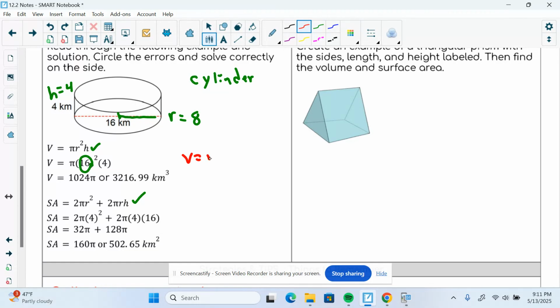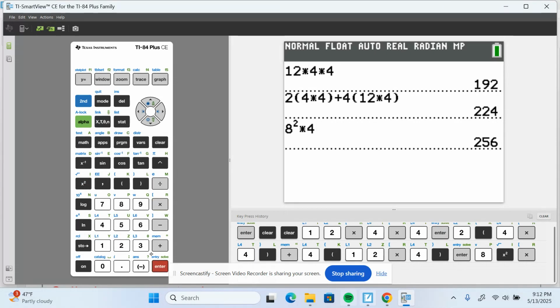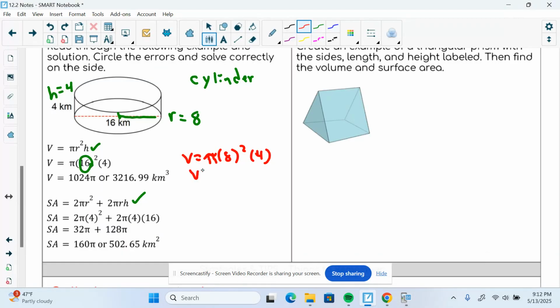So volume equals pi times 8 squared times 4. Now, I'm going to grab my calculator, and I'm going to do 8 squared times 4. That is 256. So the volume is 256 times pi. And that will be kilometers cubed. Now, if you have a problem that asks you to find the volume in terms of pi, this would be that answer, volume in terms of pi.